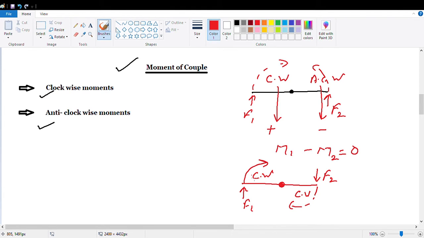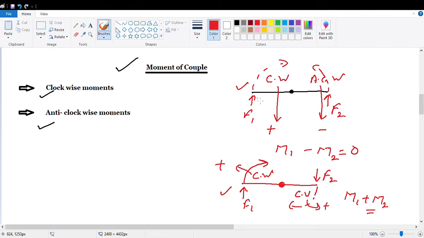So here if you take clockwise moment positive, so this will also be positive. Their net moment will be M1 plus M2 and the body will start to rotate. In the above case, they are subtracted algebraically, and in this case they are added. So in this case you are getting the more moment as compared to the previous case.